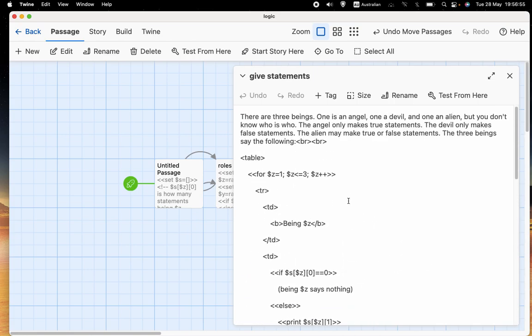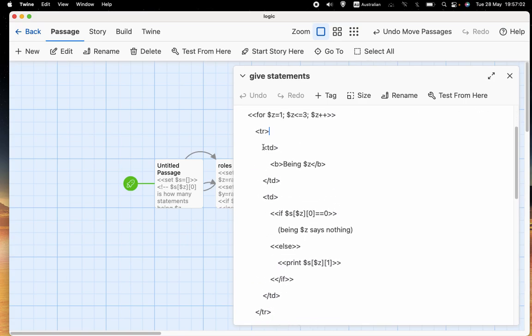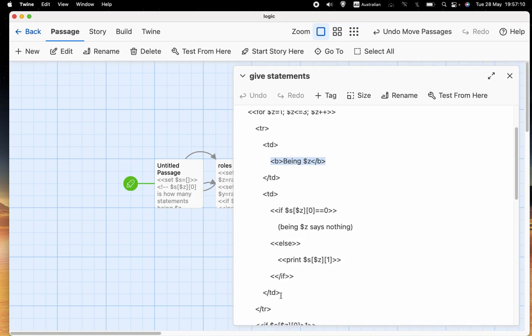And we start a row, and then we have a cell in which we just say being in bold, we have being 1 or being 2 or being 3. Then we have another cell on the same row where we either, if SZ0 is equal to 0, in other words, if that being hasn't said anything, we just have a little statement that says being Z says nothing, or we print their first statement.